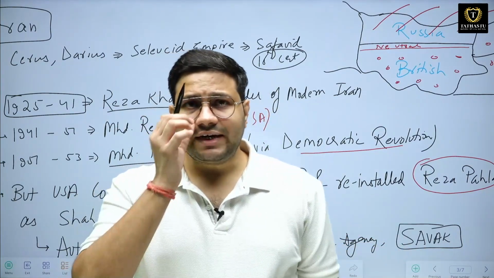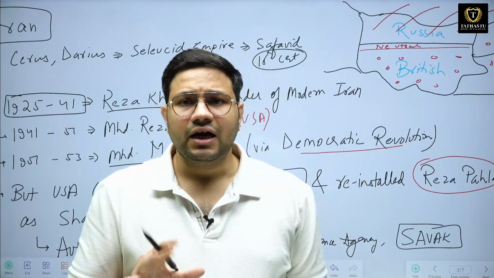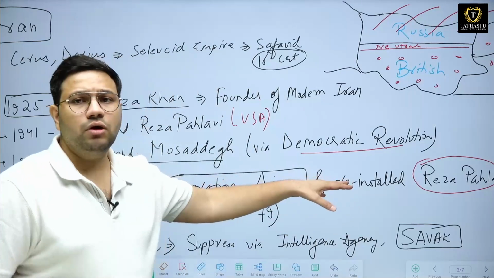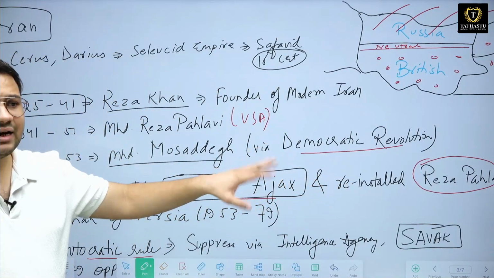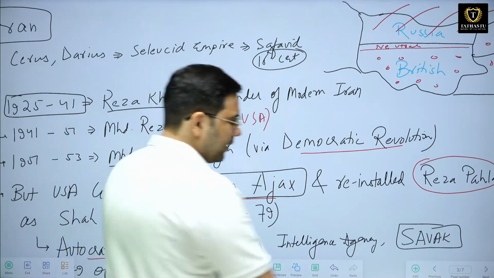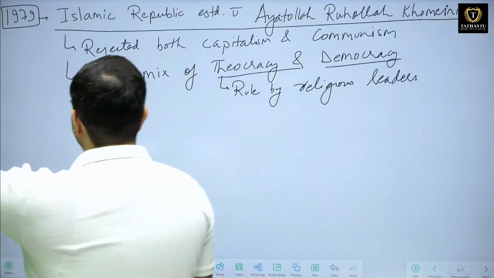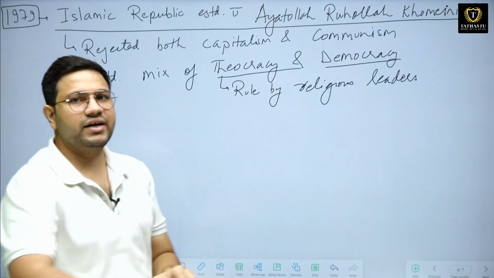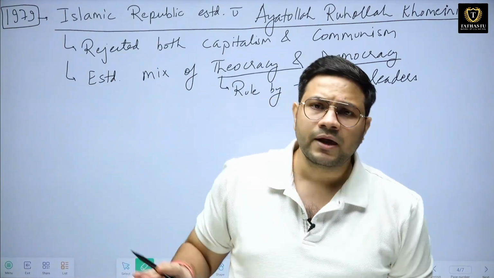But in 1979, what happened? In 1979, there was a revolution in Iran, and Reza had to flee to USA. And in 1979, there was again a change in Iran's politics. So what happened in 1979? The Islamic Republic was established under Ayatollah Ruhollah Khomeini. So he emerged as a leader. He is still alive, and he is taking care of Iran right now also.